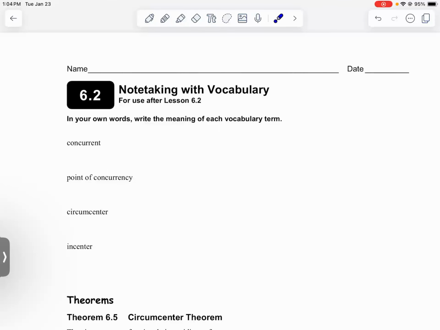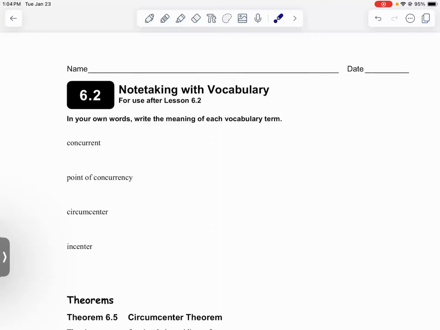So, like I said, in this section, we're gonna have a lot of vocabulary, okay? It just is what it is, okay? So we are going to talk about, both today and tomorrow, our points of concurrency in a triangle. Today's focus is going to be these two, the circumcenter and the incenter, okay?